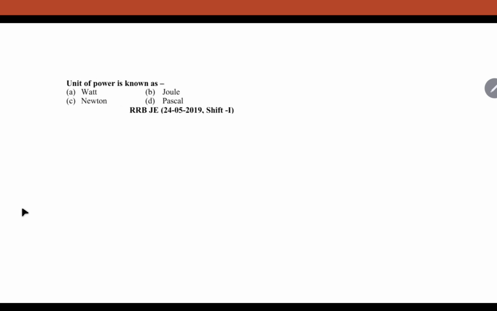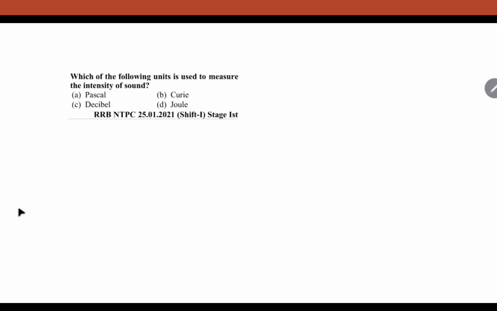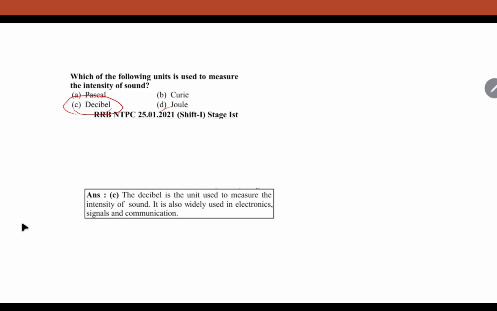Next question. The unit of power is known as option A, watt. And which of the following units is used to measure the intensity of sound? The options are pascals, curie, decibels, and joules. The right answer for this question is decibels, option C. The decibel is a unit used to measure the intensity of sound. It is also widely used in electronics, signals, and communication.